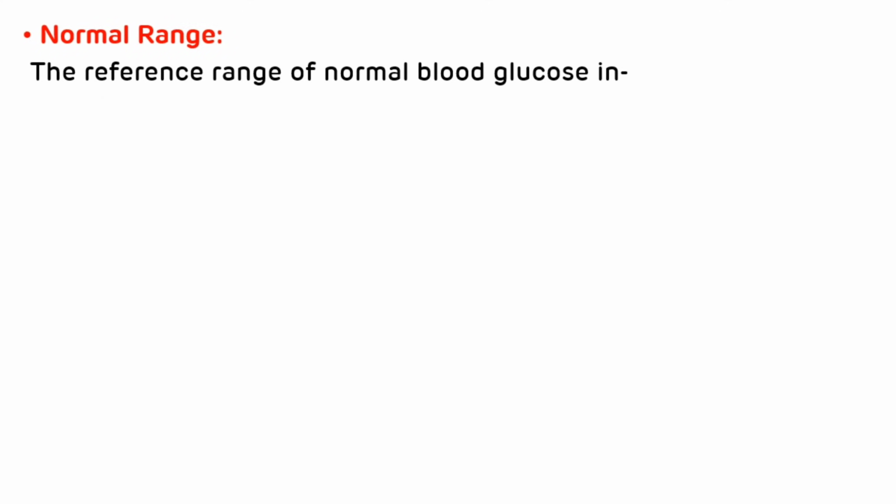Now, normal range of blood glucose. There are various normal ranges of the blood glucose. First one is the fasting blood glucose. In the fasting blood glucose, the sample is collected after 10 to 12 hours of fasting. Then there is the postprandial blood glucose, PP2BS. The blood sample is collected 2 hours after taking the meal. And the random blood glucose. In the random blood glucose, the blood sample is collected randomly.